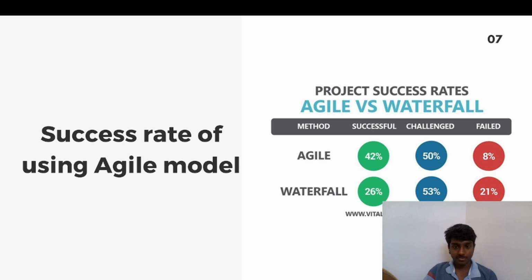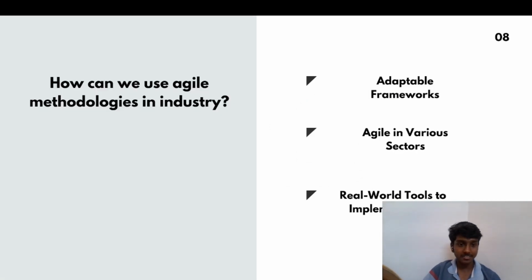If you see the statistics, this is the success rate of Agile and this is the success rate of Waterfall. It is almost half, guys. Method: successful, challenged, and failed. If I take 100% of the projects and use Agile, 42% are successful and 8% have failed. The rest, 50%, are due to challenging requirements or requirements that are not clear, which we will study in the requirements engineering part, which is out of our concern.